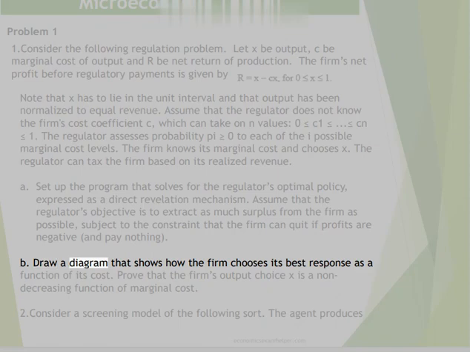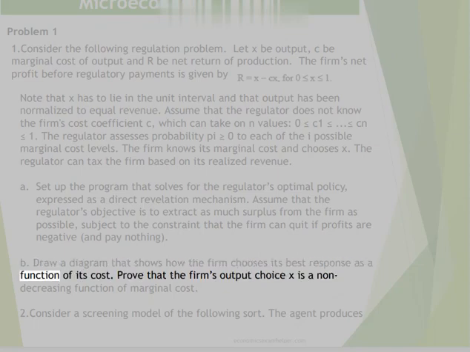B. Draw a diagram that shows how the firm chooses its best response as a function of its cost. Prove that the firm's output choice X is a non-decreasing function of marginal cost.